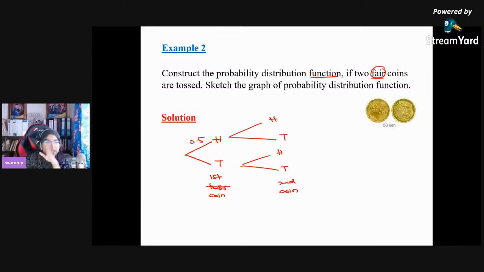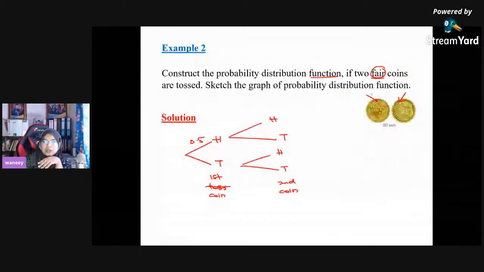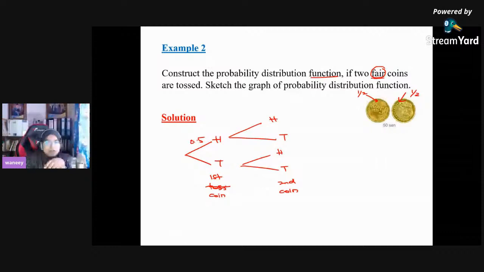So a fair coin simply means that the chance for me to get a head and the chance to get a tail are similar. Where in this case it's supposed to be 1 over 2 because we have only 2 outcomes. So this is half, this is also half. So the chance to get a head is 0.5. The chance to get a tail is also 0.5.